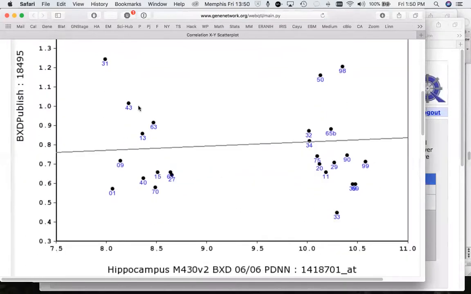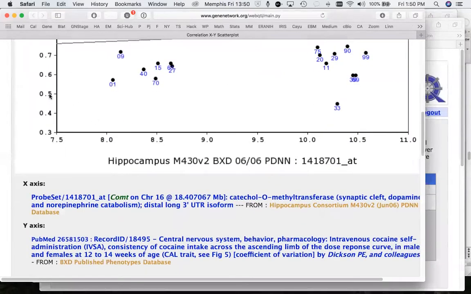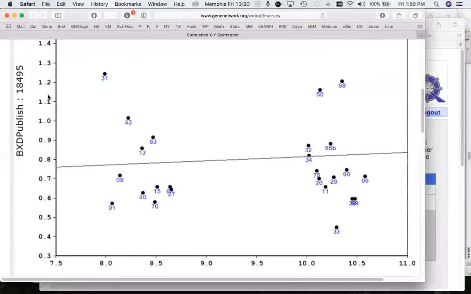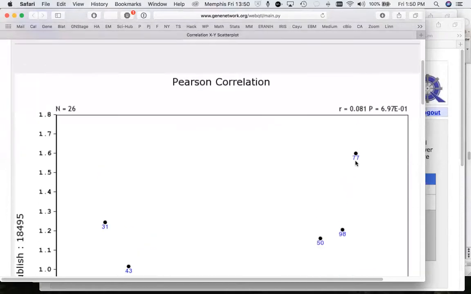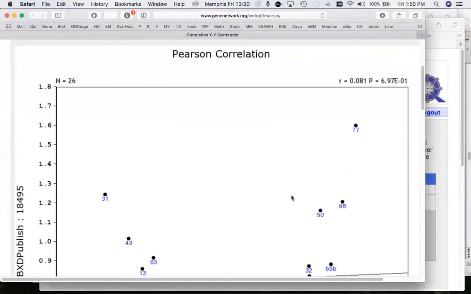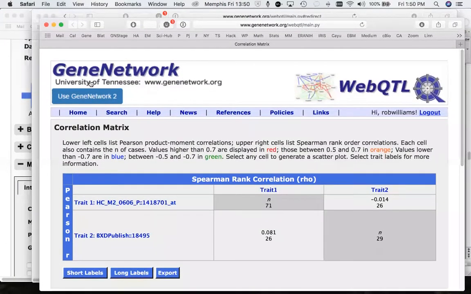So here we've got the low catechol methyltransferase group, the high group, and you can see that the expression of this behavioral trait or pharmacological trait does not differ significantly. P-values up here. It's getting interesting, and maybe if we had a couple hundred mice, it would be significant, but it's quite weak. So you can test a specific hypothesis that way.